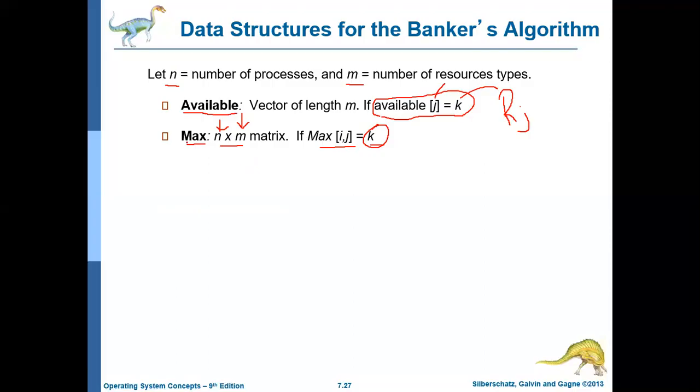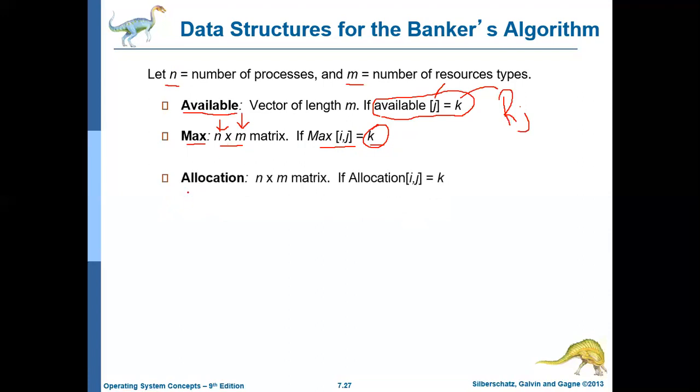So every process should declare their max at the beginning itself to the operating system. That is, how many instances of each resource they will require. So that they will give us a matrix.